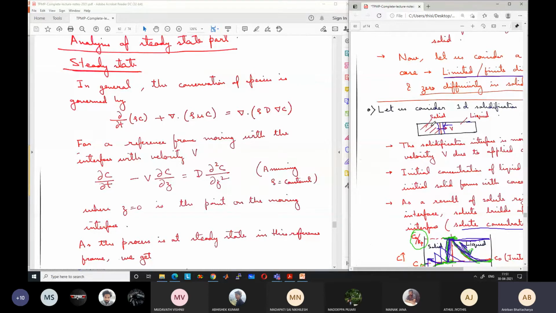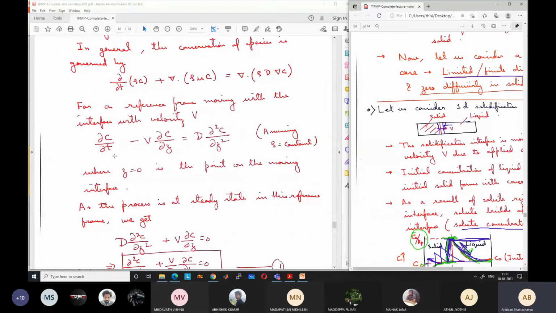So from a moving reference frame with velocity v, I can write the equation as dou c dou t. Assuming density is constant, you just remove the density from everywhere. So dou c dou t is equal to minus, because it's a 1D solidification, and we are assuming that this axis is the z direction.